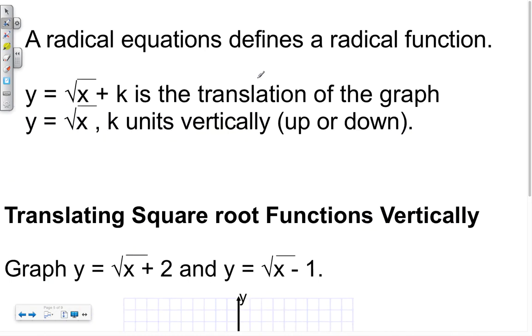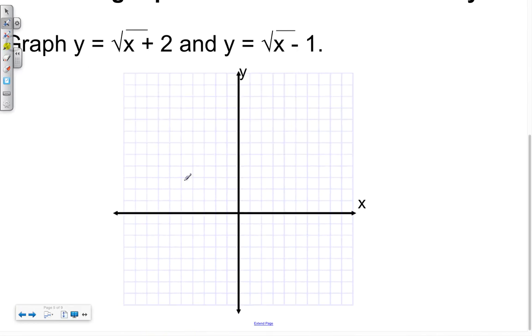Moving on, we're looking at finding the translations of the graph. So this is going to be our parent graph, the square root of x, which we just graphed in the previous slide. So we're going to start by just using the parent graph.